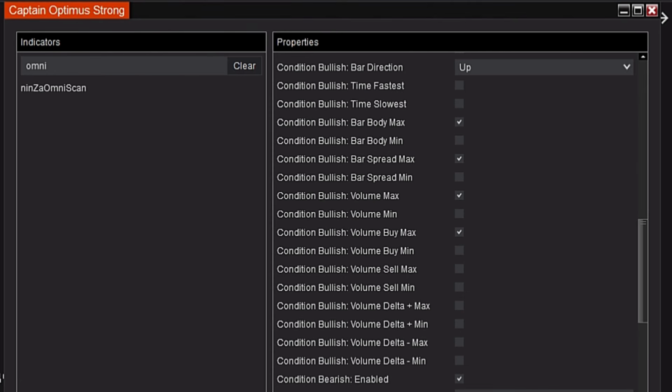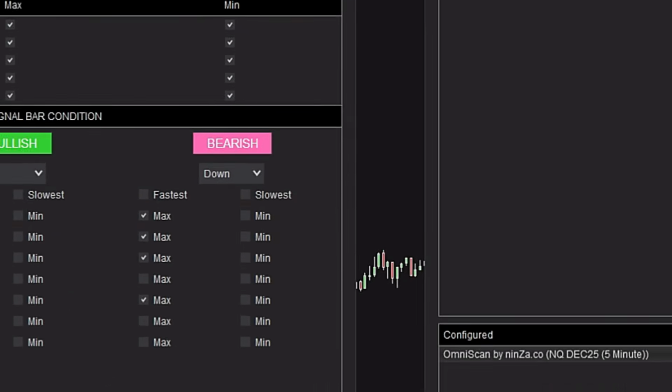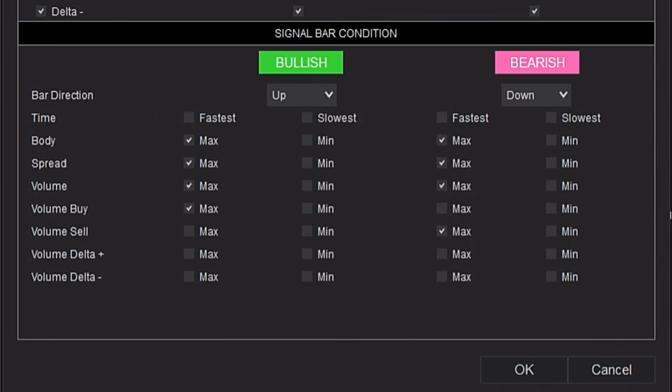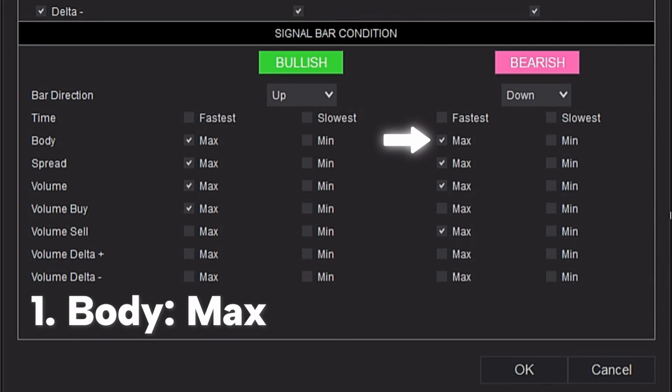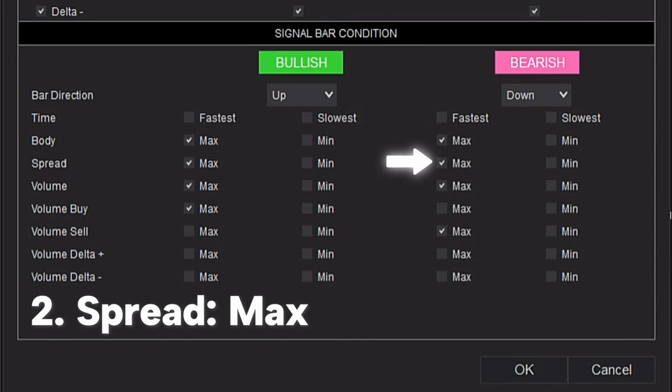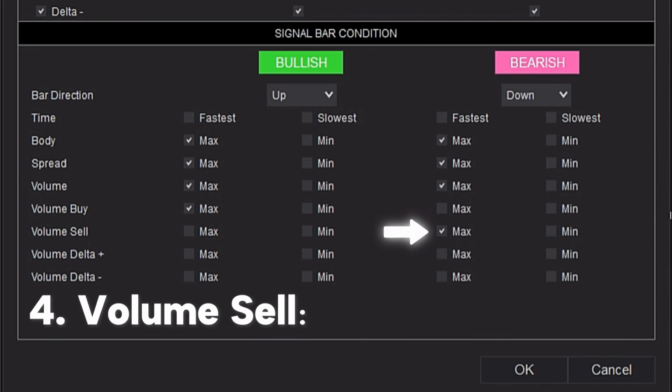Likewise, let's look closely at the conditions required for a sell signal in OmniSpectrum Scan. A sell signal will only be triggered when the following factors are present. The candle must be a bearish down candle. It has the largest body in the cycle. It has the widest spread. It carries the highest total volume. It has the strongest sell volume.